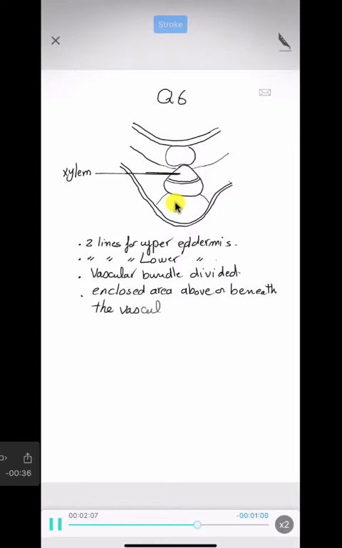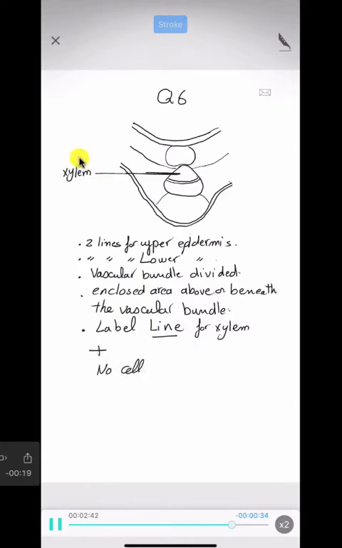After that, he asks you to make a label line for the xylem. So the xylem is the tissue which is present in the upper part of the vascular bundle. You should draw the line with the ruler. This line is very important to be drawn with the ruler, and then you write the label, which is the xylem. To take the full mark, you also have to take care of the quality of your drawing. Quality includes single clear lines, not overlapping, no shading, and a proper size of the drawing.